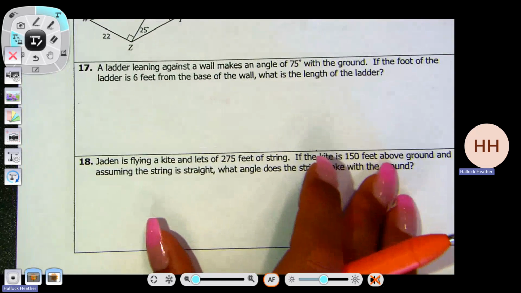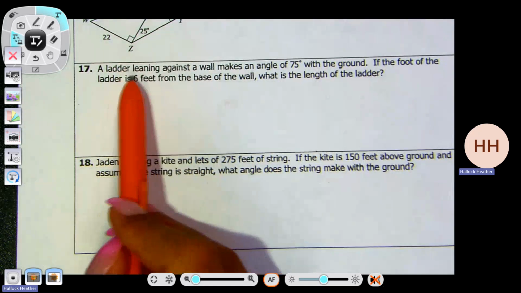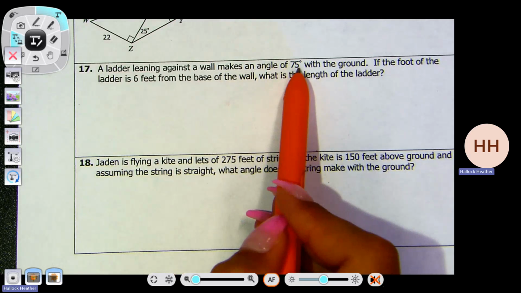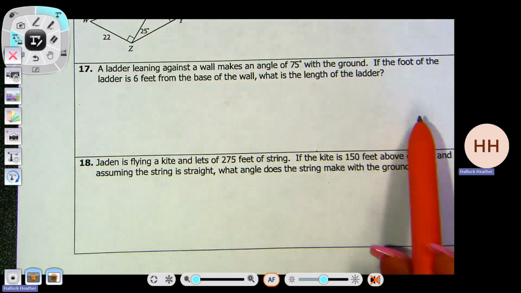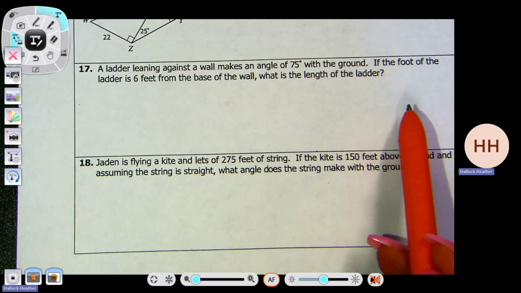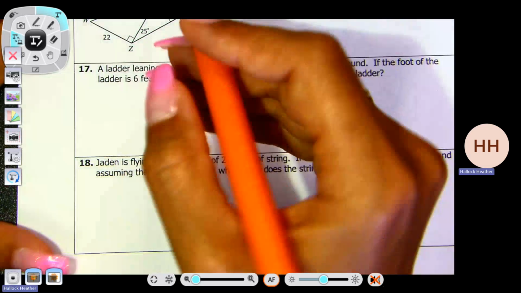So for 17, you basically have 2 options. You need to figure out: are you using inverse or regular trigonometry? It says a ladder leaning against a wall makes an angle of 75 degrees. I'm given the angle, so is that the new stuff or the old stuff? That's the old stuff. So this is an old problem, regular sine, cosine, tangent.